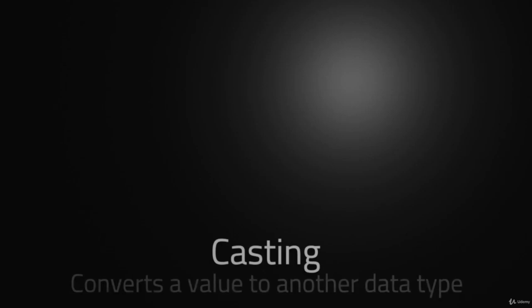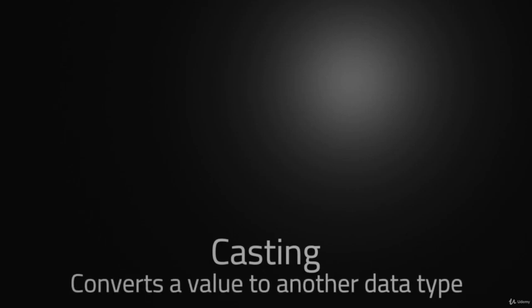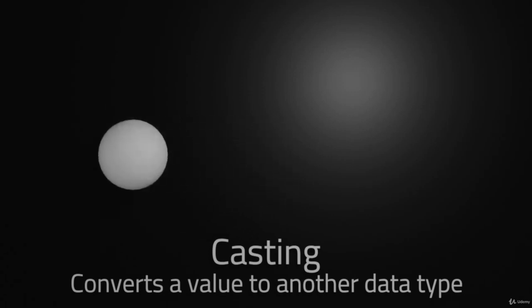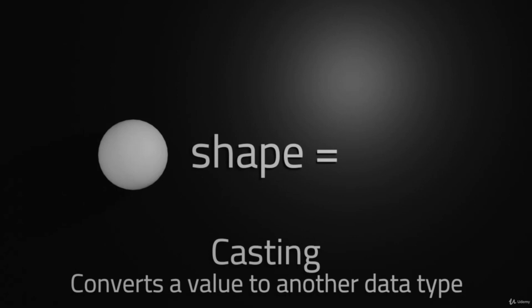Let's clarify what casting is. Casting simply converts a value to a different data type. For example, let's say we want to work with a specific data type, in this case, a sphere. We take that data type and we make a variable using it. Now we want to assign some type of value.